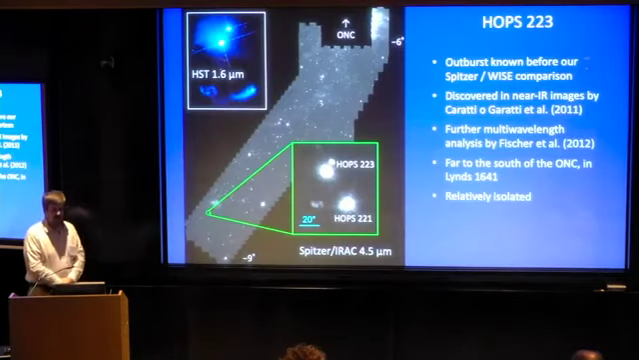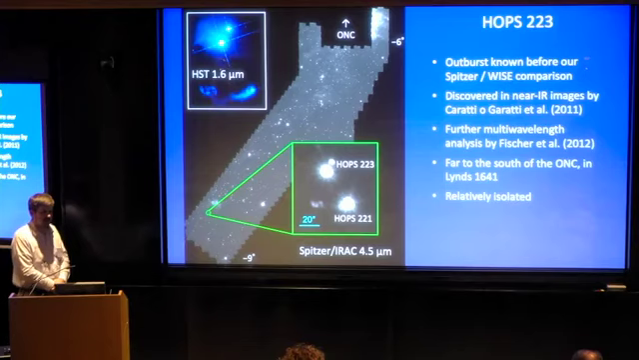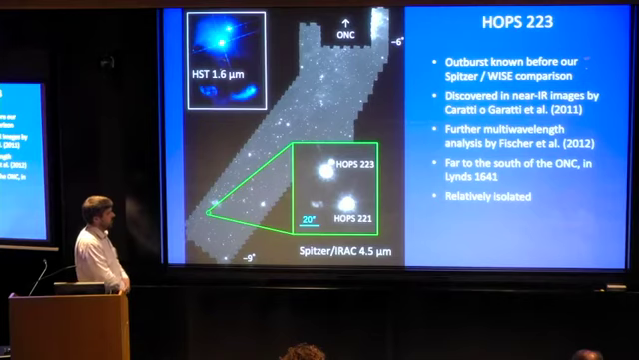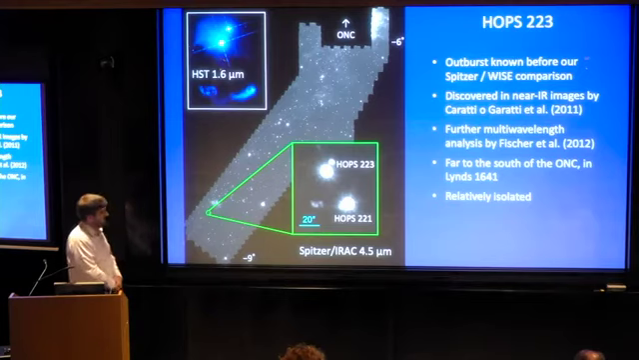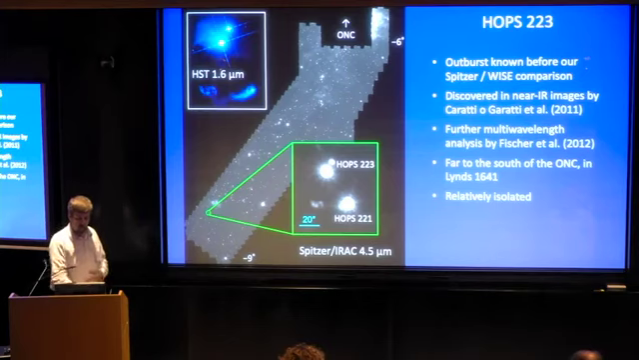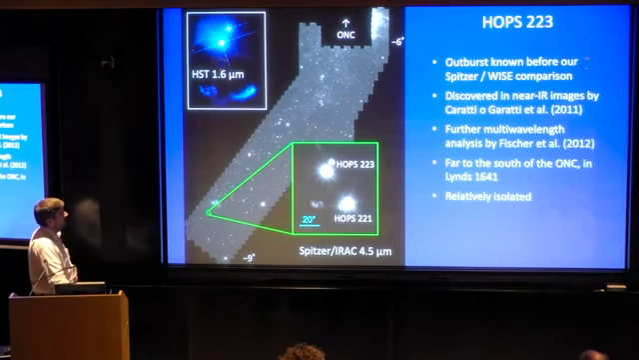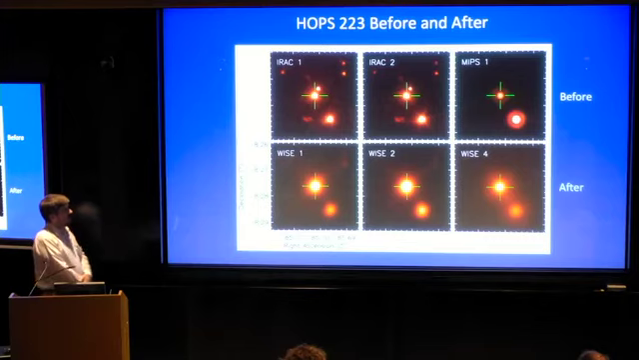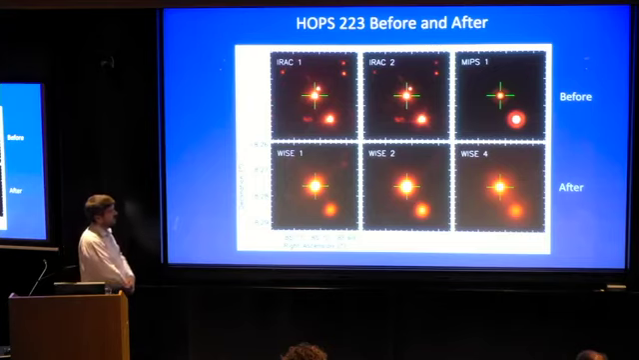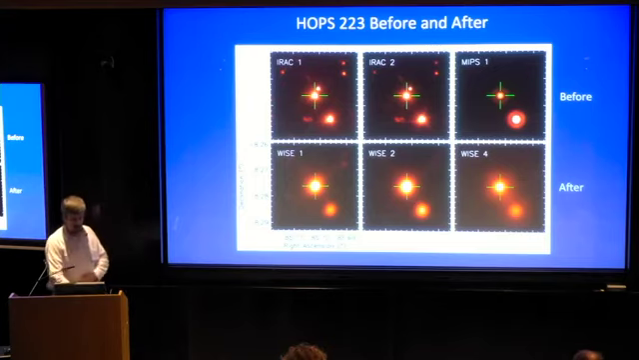One of our detections was HOPS 223. This was more of a recovery. Its outburst was known before we did the comparison. It was discovered in near IR images. We did additional multi-wavelength analysis once we had the Herschel data in hand and some near IR spectra. It's far to the south of the Orion Nebula cluster in sort of the distant suburbs, and therefore relatively isolated. These are the before and after images, with Spitzer on top and WISE on the bottom, and you can see how HOPS 223 in the center there was basically the second brightest protostar in the field before outburst, and then it became much brighter than its companion in the intervening time.